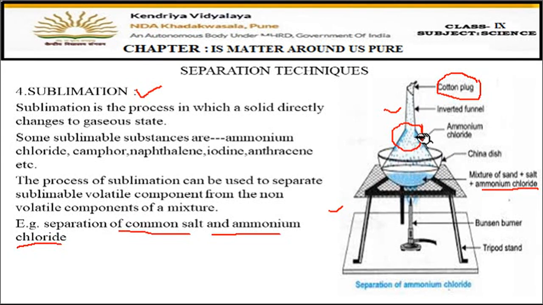So the ammonium chloride gets collected on the walls of the funnel and the sand will remain in the dish. This is the process of sublimation in which the sublimable volatile components, which can change into vapor, can be separated from the non sublimable substances. When you heat sand and ammonium chloride, the ammonium chloride will turn into vapors, and these vapors when they strike the cool surface of the funnel get deposited in the solid form again. Okay, so this is the process of sublimation.